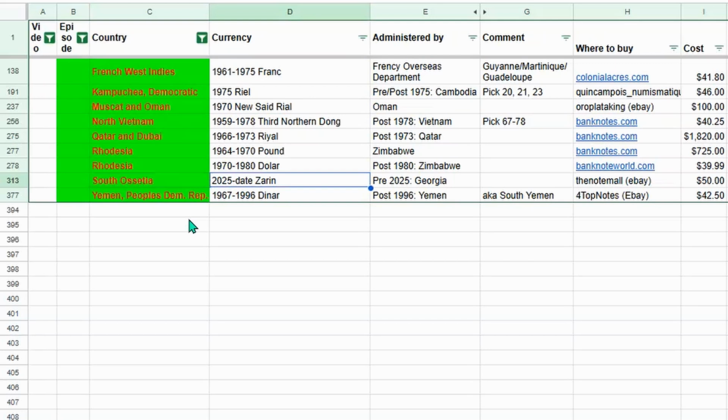So I put this on my list. Much like Transnistria, I'd like to have a copy of this, and the money is called the Zarin. But they are a breakaway part of Georgia. And finally, the communist part of Yemen, or the People's Democratic Republic of Yemen, from 1967 to 1996, they used the dinar.